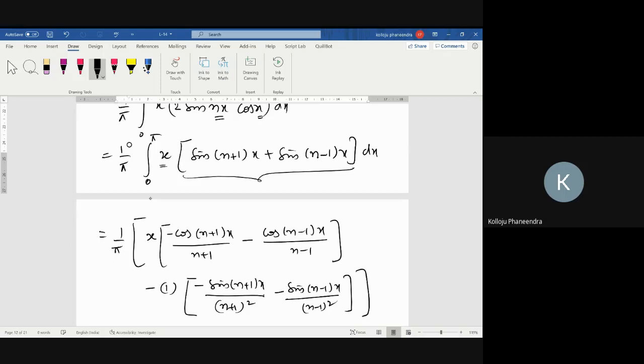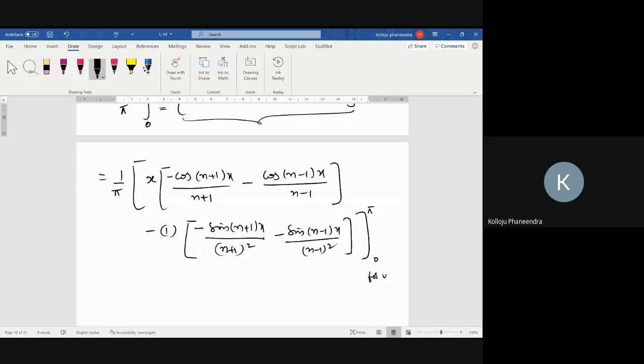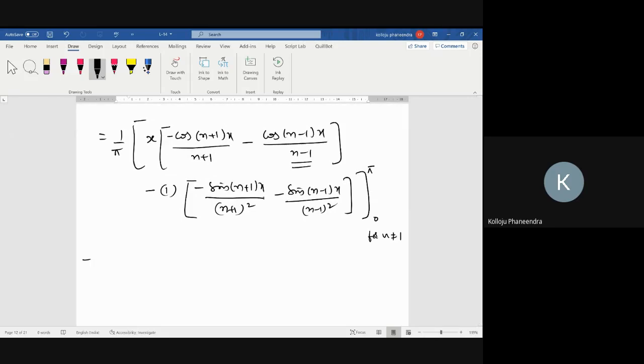Right? This entirely between what limits? 0 to pi. And this integration is valid for what? N not equal to 1, because n minus 1 term is there. Okay. Now substitution of limits. 1 by pi. First upper limit pi here in the first expression. This is pi into minus cos, take pi inside, (pi plus n pi) by n plus 1 minus cos (pi minus n pi). You can take minus common, cos of minus theta is cos theta, so it doesn't matter. Next, coming to second one, this minus pi value.